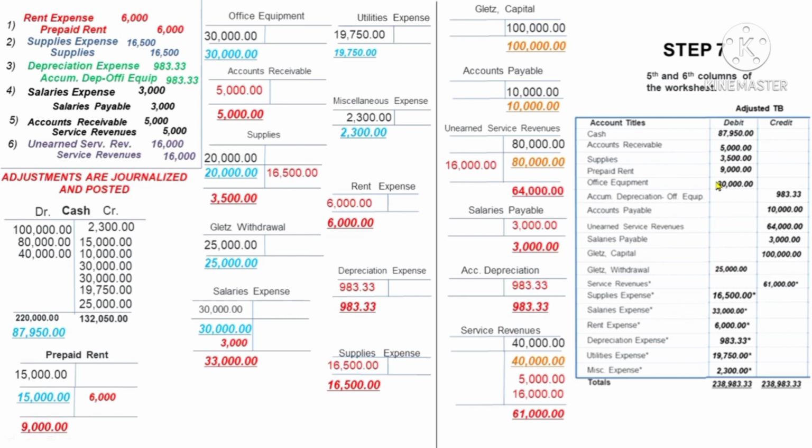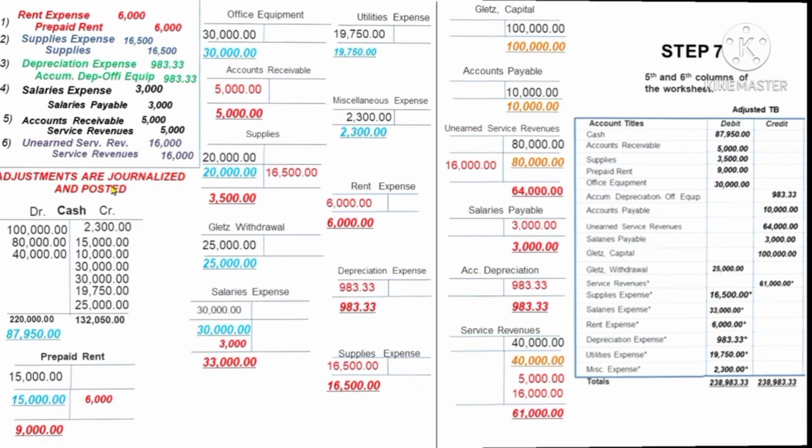Actually, before we posted these entries to the T accounts, the balances of the T accounts coincided with the balances of the unadjusted trial balance. But after these have been posted, the balances of the ledger became the balances of the adjusted trial balance. So that's the effect again of step 7, which is journalizing and posting the adjustments. Now, let's go to step 8.